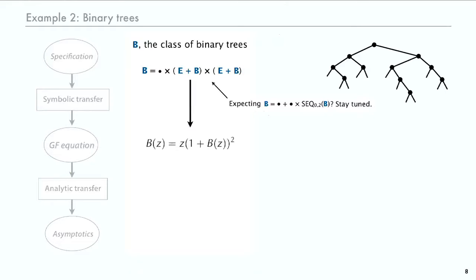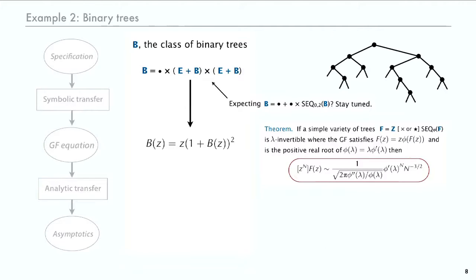But this one translates right to the generating function equation, b of z equals z times (1 plus b of z) squared. If you have z times a function involving the original on the right, then that's simple variety of trees. So we take the simple variety of trees theorem.